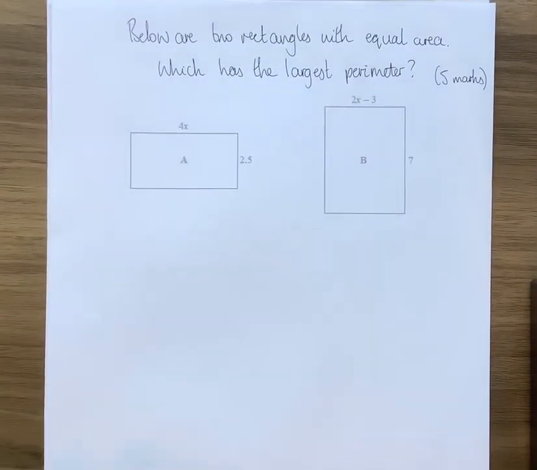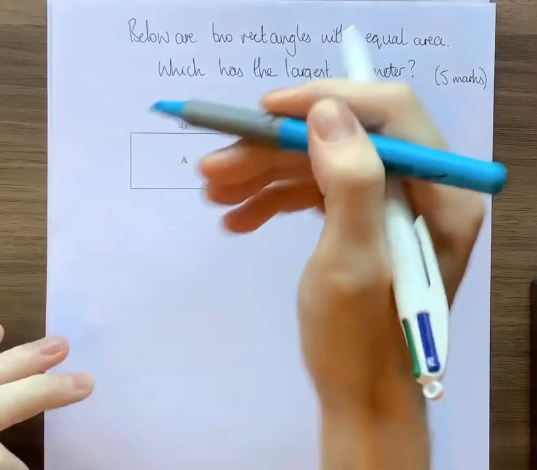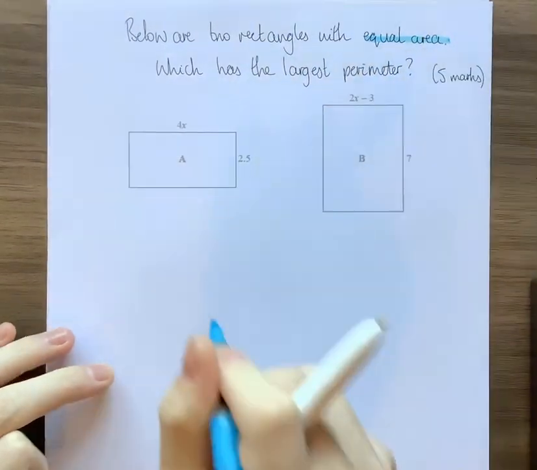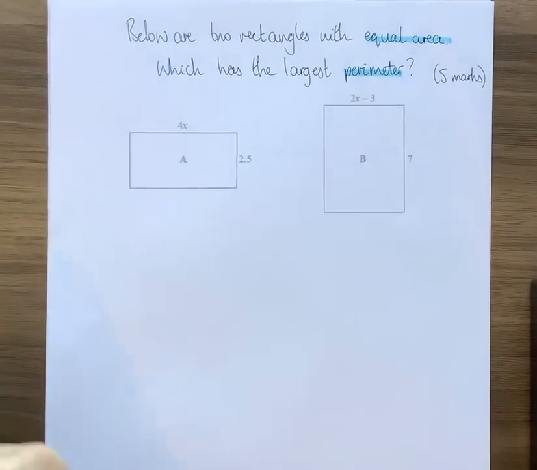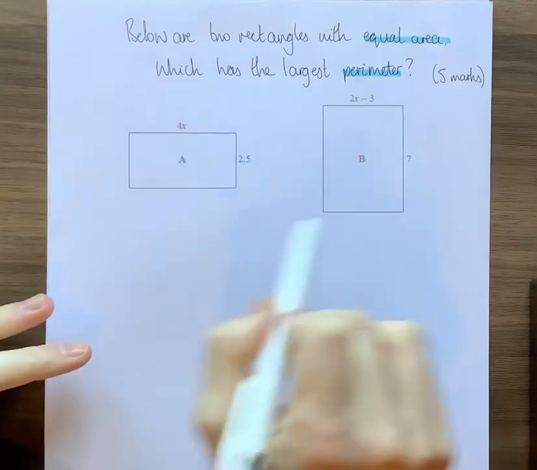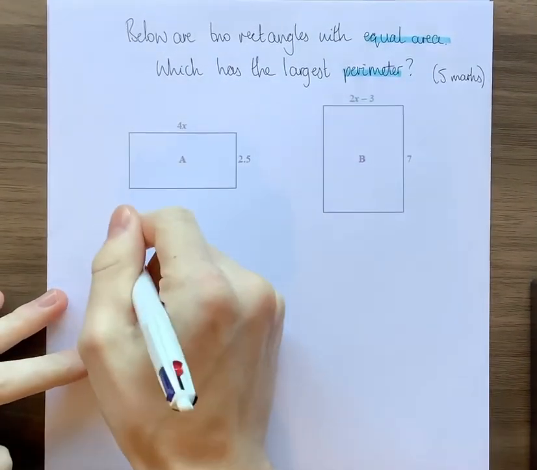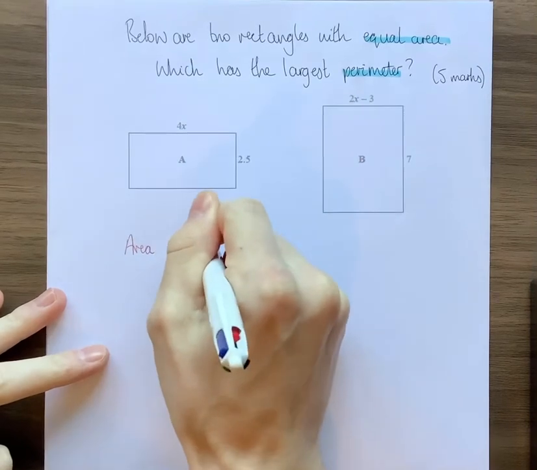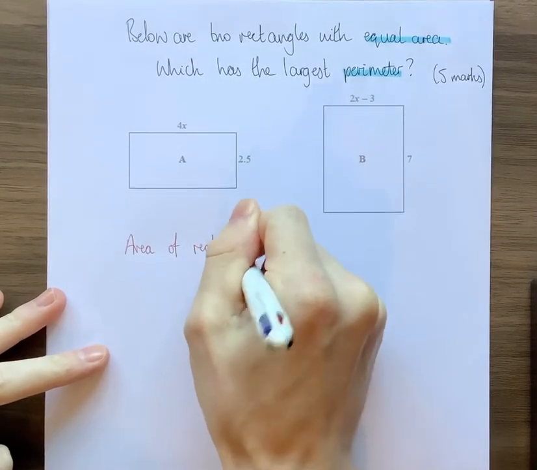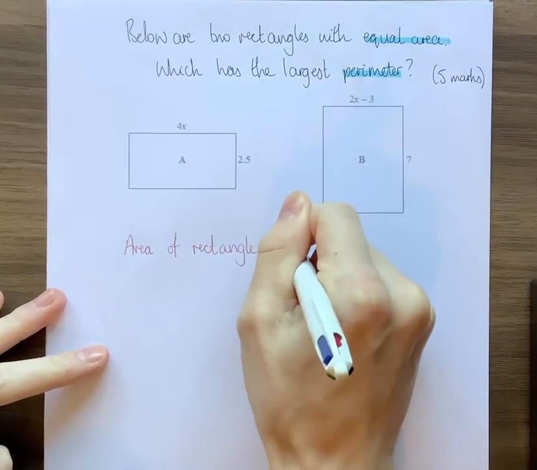So, question. There are 2 rectangles below with equal area. That bit's important, that the area is equal. Which has the largest perimeter? So I've got a question here that's about both area and perimeter, and they are rectangles. So the first thing I need to know is the formula for area of a rectangle. Well, we know that's base times height.